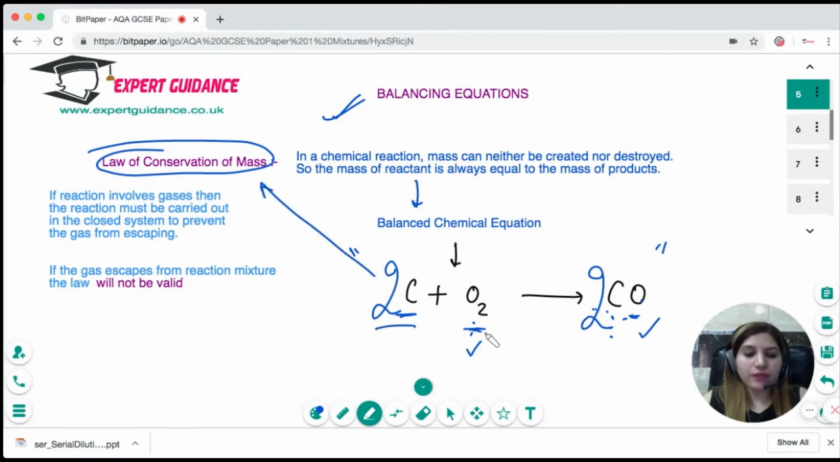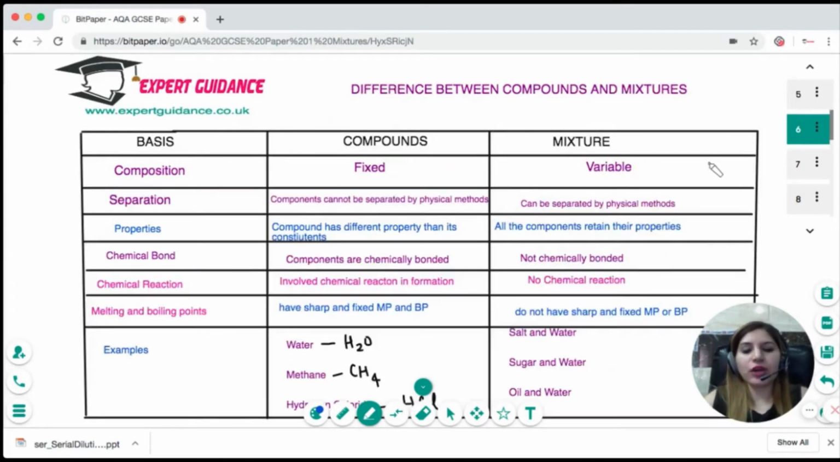There are 2 carbons and 2 oxygens to the left, so it has the same mass, and 2 carbons and 2 oxygens to the right means it has an equal mass of products and reactants. Now always remember, this law of conservation of mass is only valid if the reaction is carried out in a closed system, because if anything escapes from the reaction mixture, then the product mass will not be balanced with the reactant mass, and this law seems to get broken. Okay, so you need to remember the law of conservation of mass is equal number of reactants and products, and you write the balanced chemical equation showing the equal number of reactants and products on both sides.